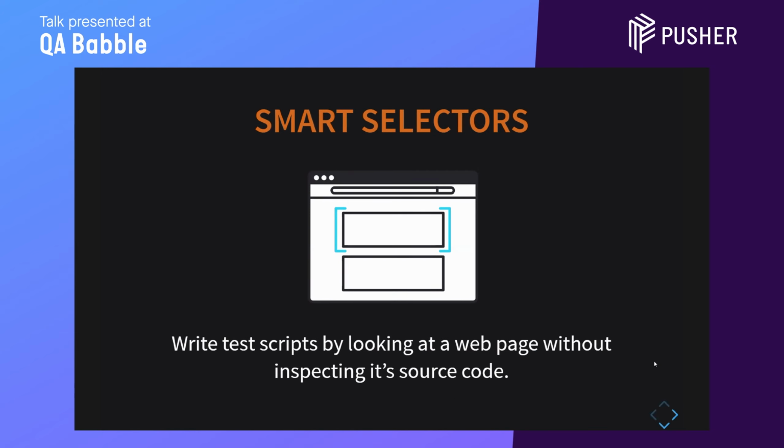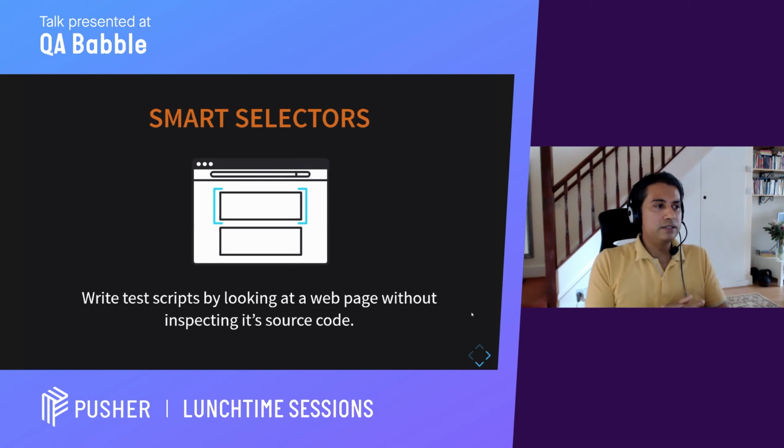Now, how does it do this? It does this by using smart selectors. So you write test scripts by looking at a web page without inspecting its source code. Traditionally, whenever we try to automate something, we first identify the element, say using a CSS selector or XPath, and then we try to perform an action on it. But in Taiko, the advantage is that whatever you see on the page, you are trying to automate that. So if you see a text, say Google, you say click Google or highlight Google, and it will do that for you.